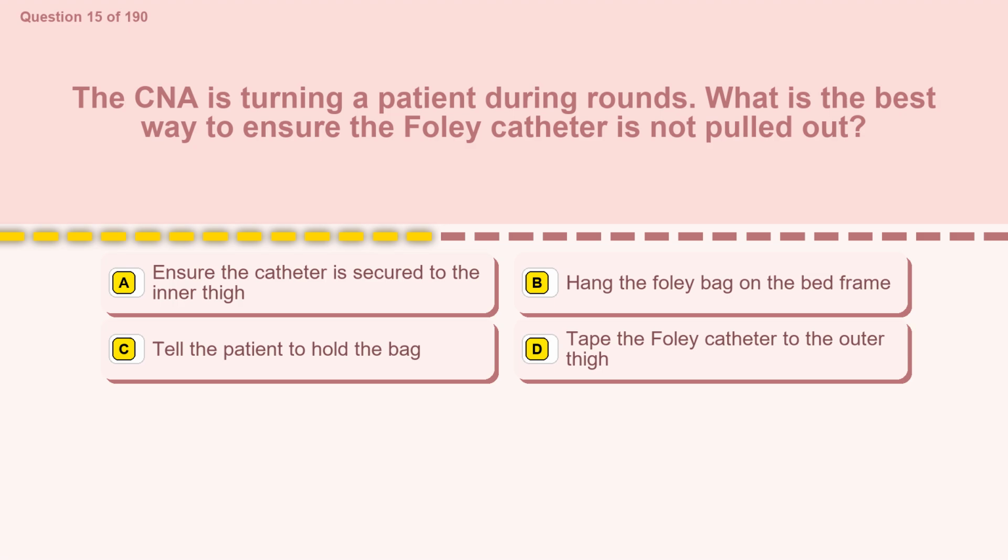Option A. Ensure the catheter is secured to the inner thigh. Option B. Hang the Foley bag on the bed frame. Option C. Tell the patient to hold the bag. Option D. Tape the Foley catheter to the outer thigh.